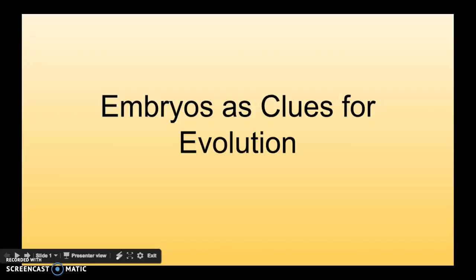Hey science crew, we are just finishing up fossils, and by now you know that fossils are one of the leftover clues to our evolutionary history and the past. But they're not the only ones that can give us hints and ideas about what the evolutionary history of us and other animals is. Embryos are one. They're another clue for evolution. So let's dig into that a little bit more.